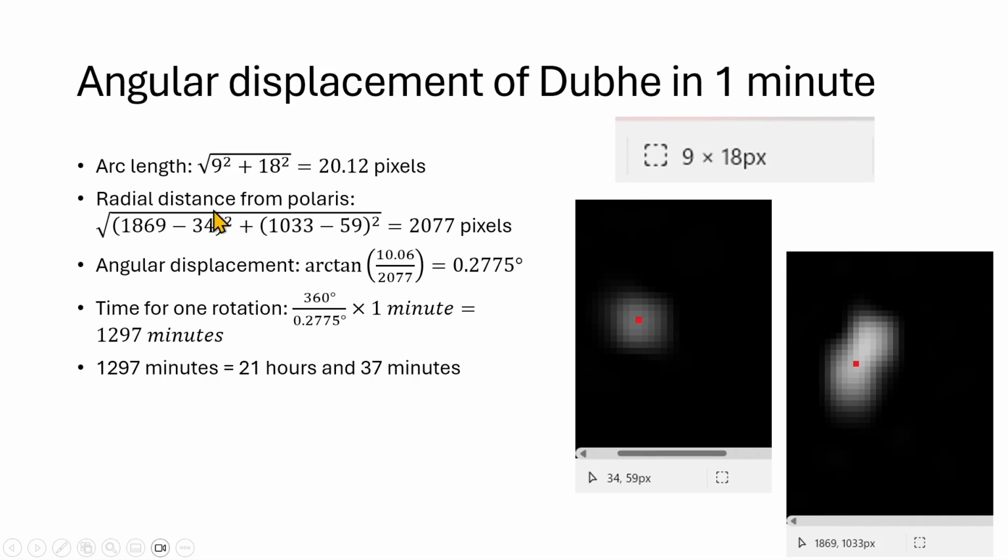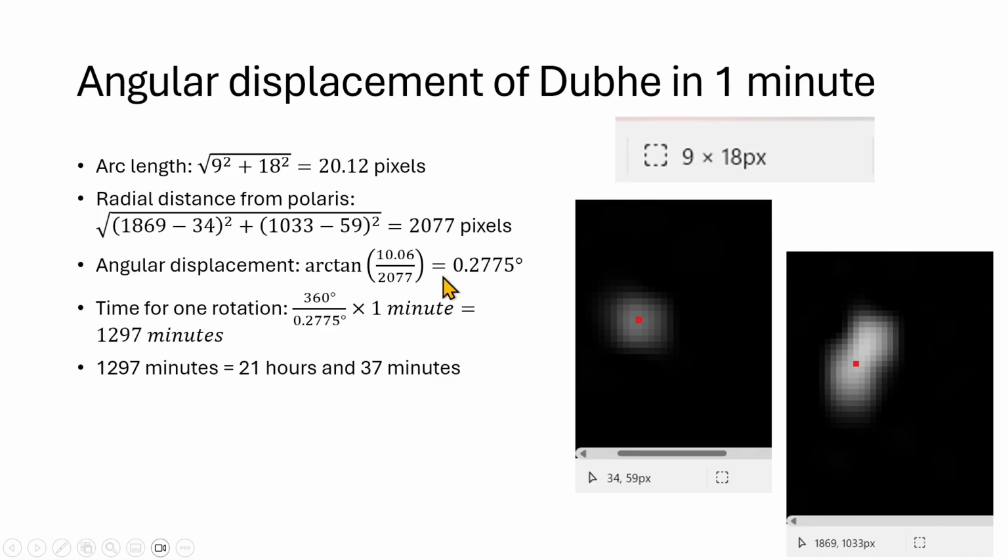Radial distance from Polaris to the middle of the Li smudge. So that was the horizontal displacement, and that's the vertical displacement. You can see what I did there. From the centre points there, 1,869 subtract 34. That's how far to the right we've gone from one to the other. And 1,033 subtract 59 is how far down we've gone from one to the other. And so square of those two, add them together, take the square root. The distance between them is, in units of pixels, 2,077 pixels.